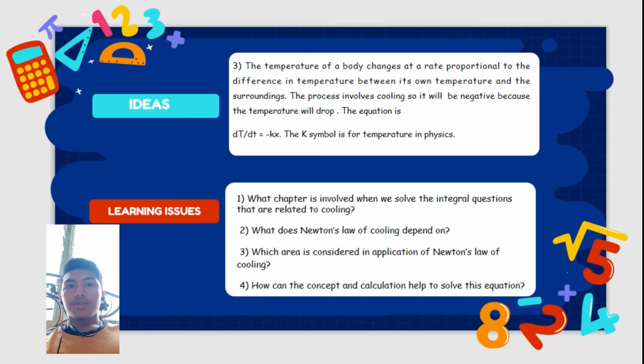3. The temperature of a body changes at a rate proportional to the difference in temperature between its own temperature and the surroundings. The process involved is cooling, so it will be negative because the temperature will drop. The equation is dT/dt equals negative kx. The K symbol is for temperature in physics.